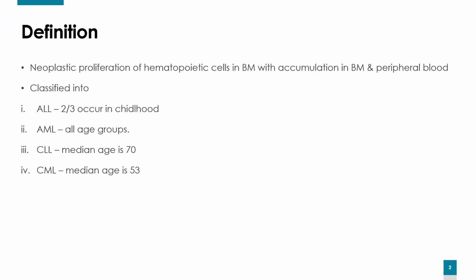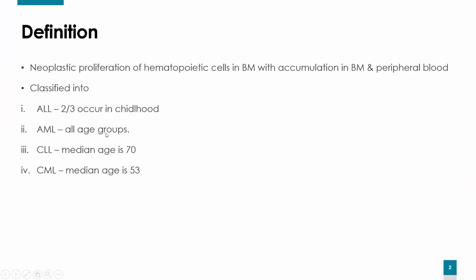So here we're not talking about lymph nodes like in the previous topic. Here we're talking about bone marrow and blood. This is the main focus. There are four main classifications of this disease. ALL: these are mostly in childhood, and you can see why in a few slides.